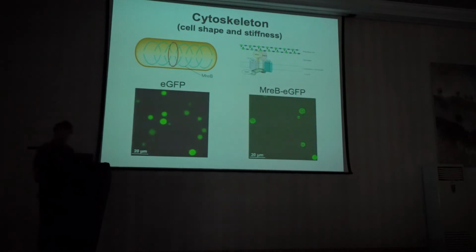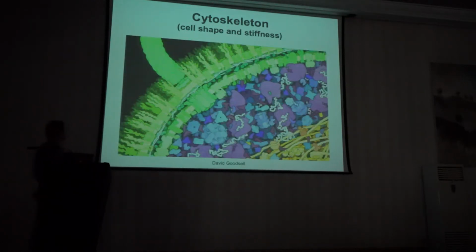And we remember that a real cell looks like this. It's from David Goodsell. This is the edge of E. coli. This is a ribosome there, the big purple things, and this is the membrane of E. coli. It's full of other membrane proteins.